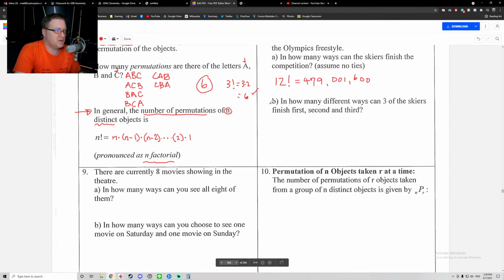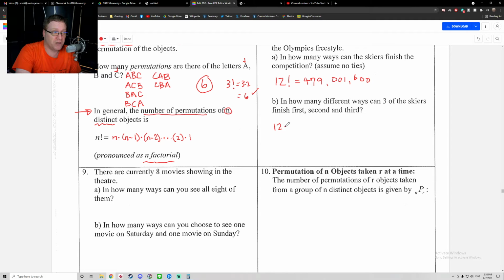Now, B then says, in how many different ways can three of the skiers finish first, second, and third? So we're not worried about 4th, 5th, 6th, 7th, 8th. We don't care about that. Well, we can do it this way. We can use the multiplication rule that we learned yesterday, and we can say, well, how many different people can get first? Well, there's 12 skiers, so 12 of them could get first.